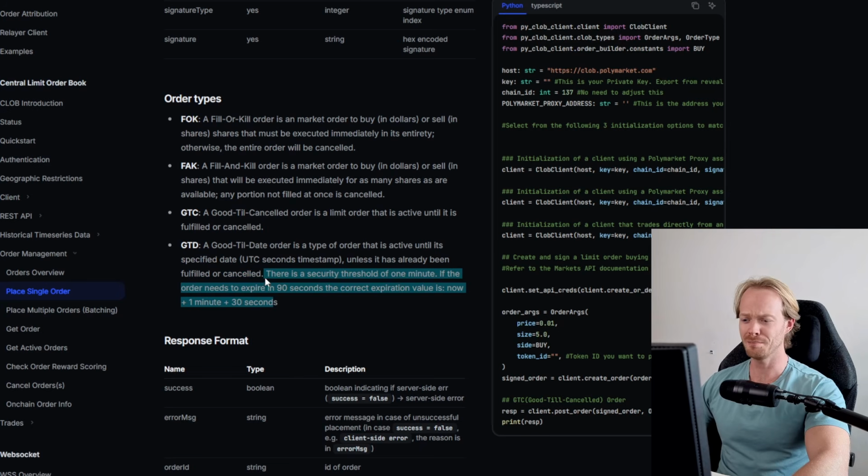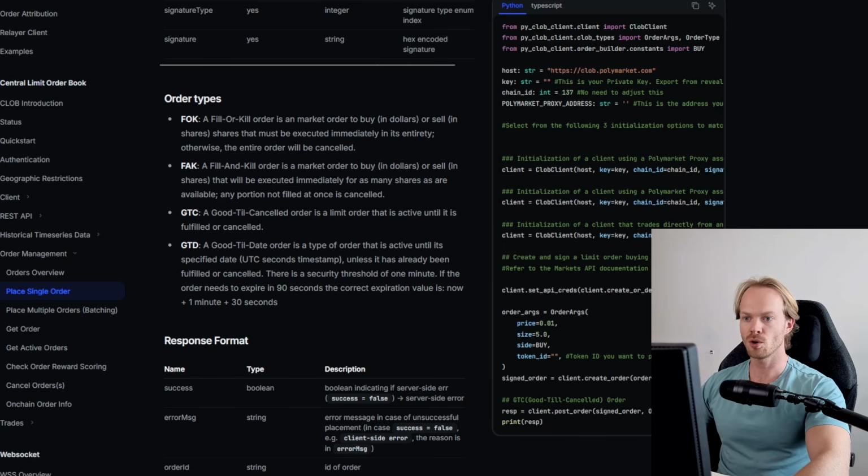If you know what they mean about this, leave a comment down below, because I don't really understand what they mean here, but that's okay. But I mean, it kind of makes sense, the good till date. So you want to place a limit order, you only want to have that, let's say, in 2 minutes or 3 minutes. After that, it's going to expire.